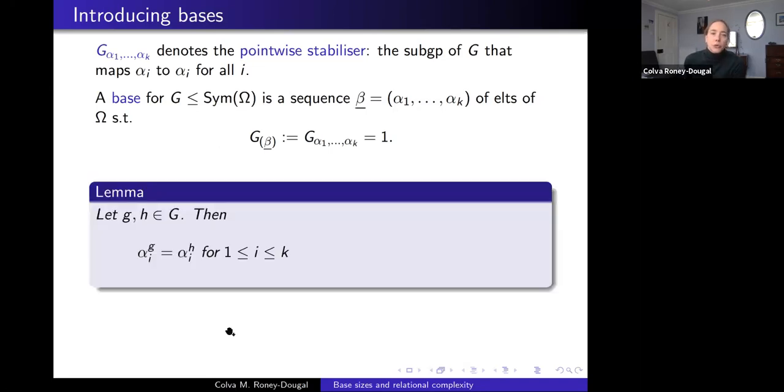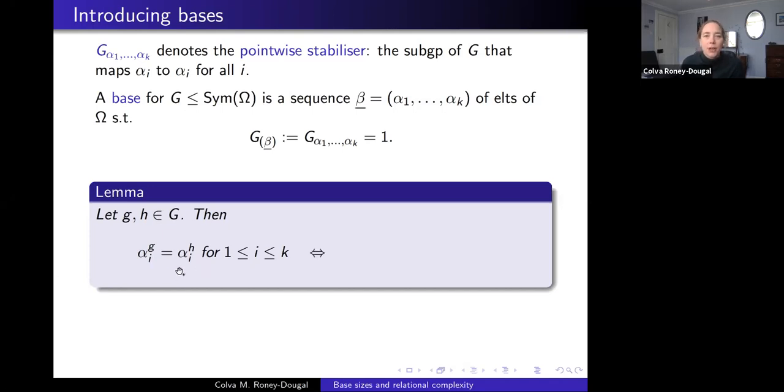Why are these important? Well, from a computational group theorist point of view, this is why they're important. Other people may have other motivations. So let's imagine I've got two group elements and I've got some base here. And let's imagine that G and H send each of the elements of the base to the same place. So alpha_i^G is the same as alpha_i^H for i from 1 up to k. Well, what's that equivalent to?